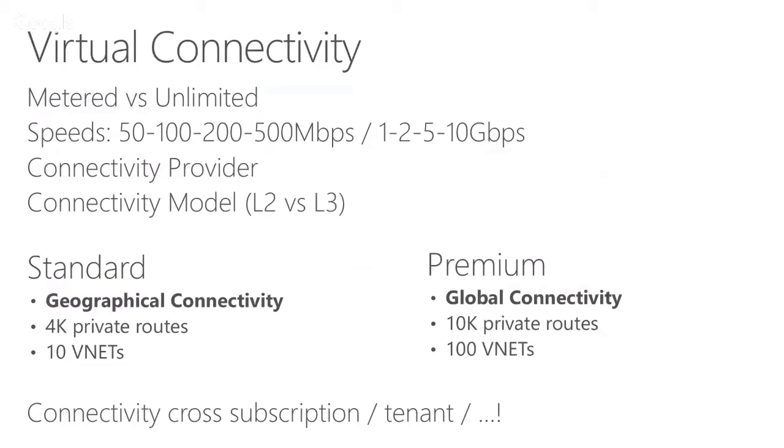You choose your connectivity provider, so you're completely free to choose whoever you want out of the list of all the ones we support. And you choose your connectivity model, layer 2 or layer 3, but that's completely unrelated to how Azure configures it. It's really between you and the connectivity provider. That model, and you define your service key, which I will show you. You hand it over to your partner, and they do the configuration for you. Now, there are two flavors in ExpressRoute. You have a standard and a premium one.